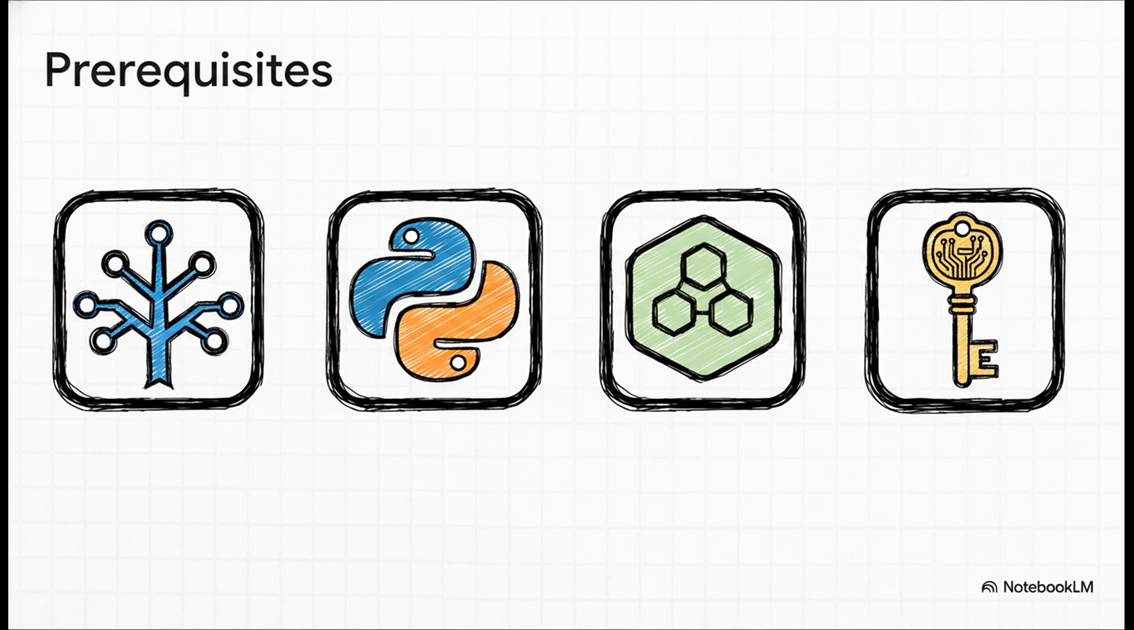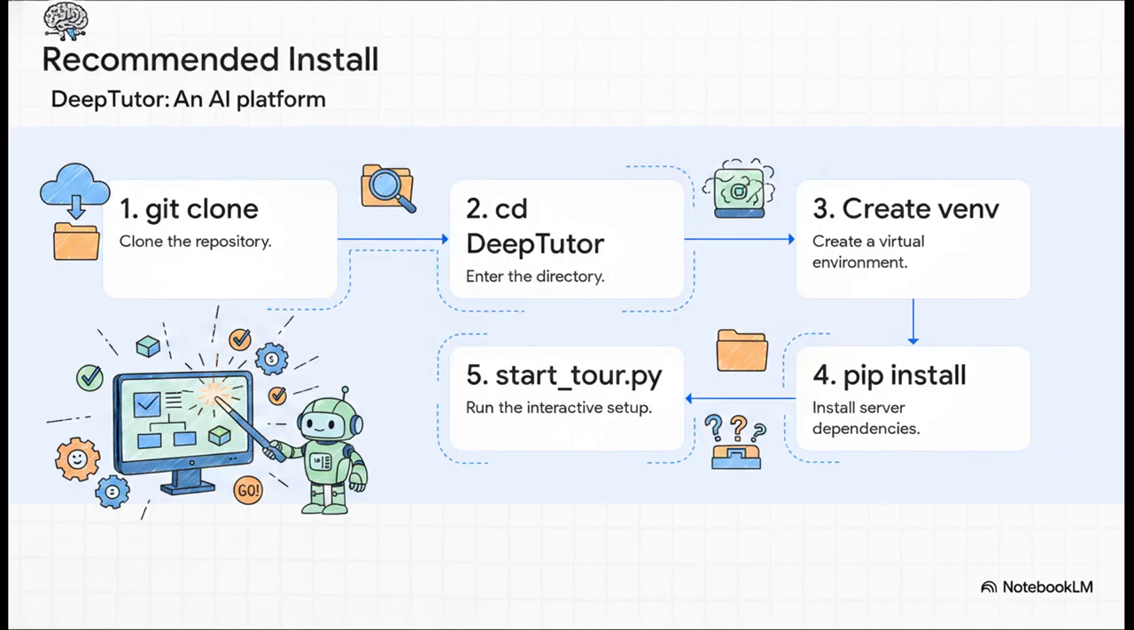First, just a few things you'll need on your machine. You'll need Git, a recent version of Python, so 3.11 or newer, and Node.js 18 or higher. And of course, the most important part, an API key from a large language model provider like OpenAI, DeepSeek, or Anthropic.